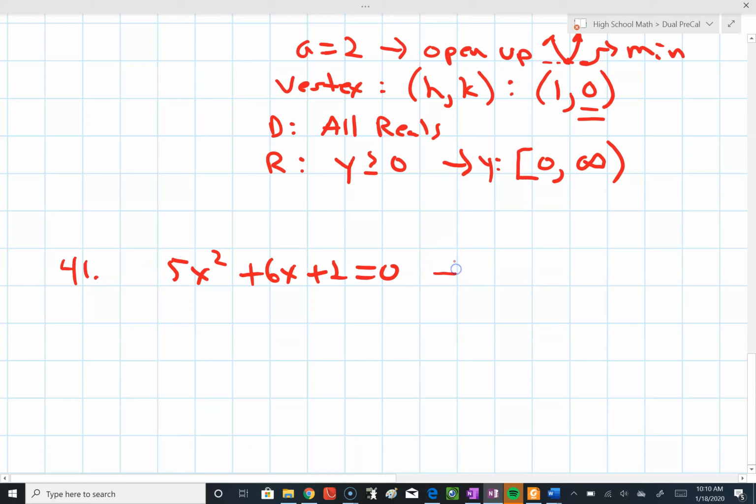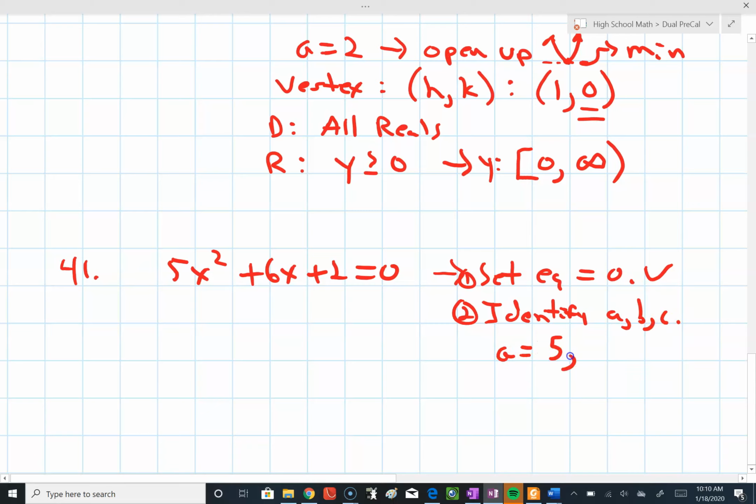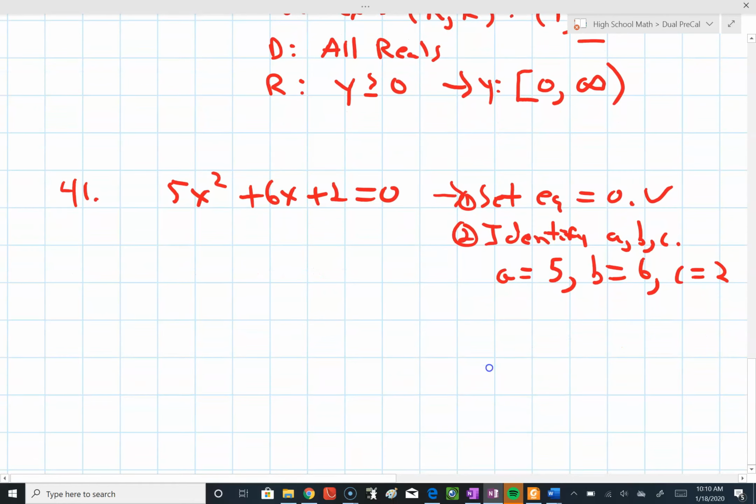The first step is to set the equation equal to 0. That's done. Step 2, identify A, B, and C. In this case, A is 5, B is 6, and C is 2. Step 3, find the discriminant, the underneath part.